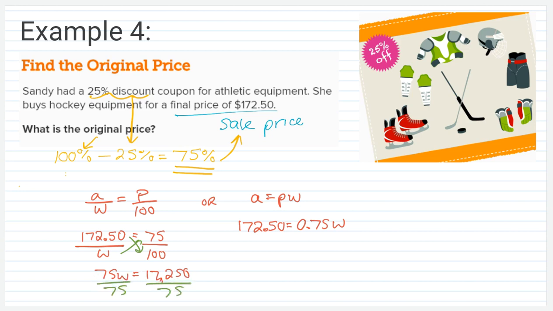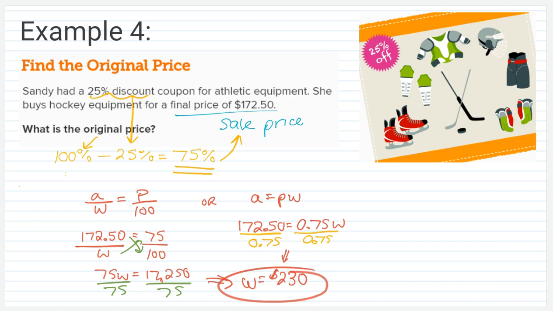And then we would find out that W is going to be $230. If I'm using the equation, you just have one step to solve this equation, which is to get rid of what W is being multiplied by. So that 0.75 is what we're going to divide by on both sides. And doing that math, you're going to end up with the same exact answer that we just did using a proportion. So you would end up with W is equal to $230.